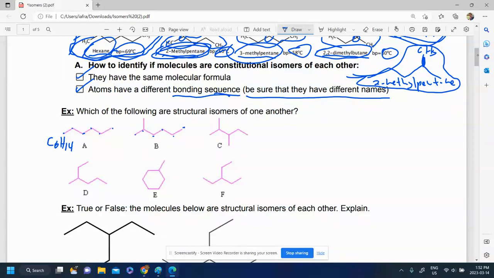Here we have 1, 2, 3, 4, 5, 6, 7 carbons. So C7H16. An alkane again, so C7H16. Here also 7 carbons, so C7H16. Here we have 7 carbons. Be careful here. This is a cyclical molecule. So the general formula is CnH2n, so C7H14.